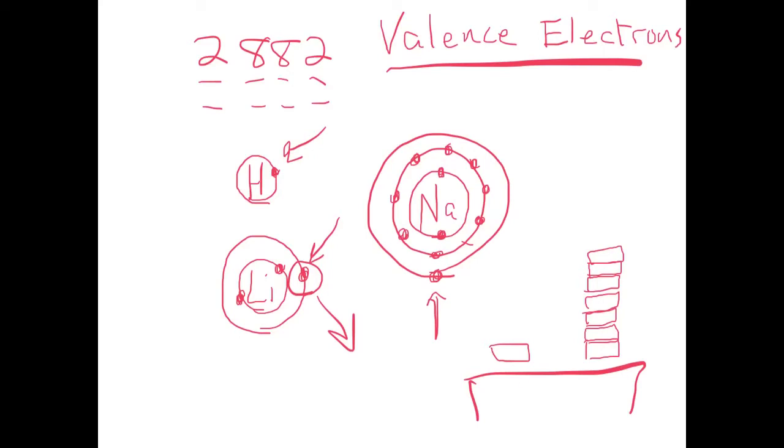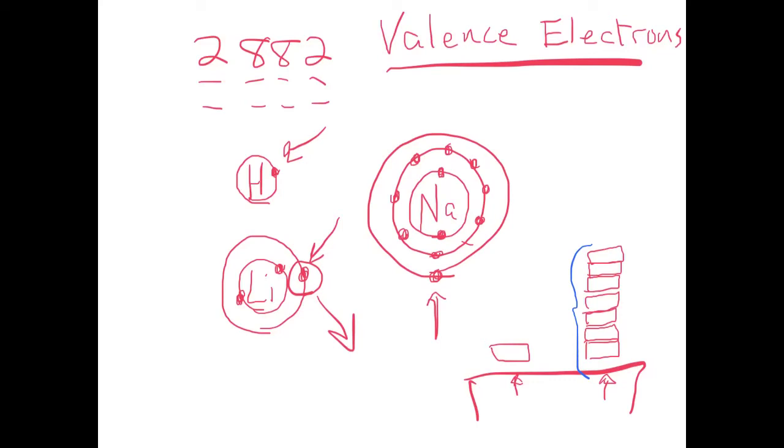So here we have a single book, right? Here we have a stack of 7 books. So energy-wise, does it make sense for sodium to try to grab and bring to it the stack of 11 books, or 11 electrons?